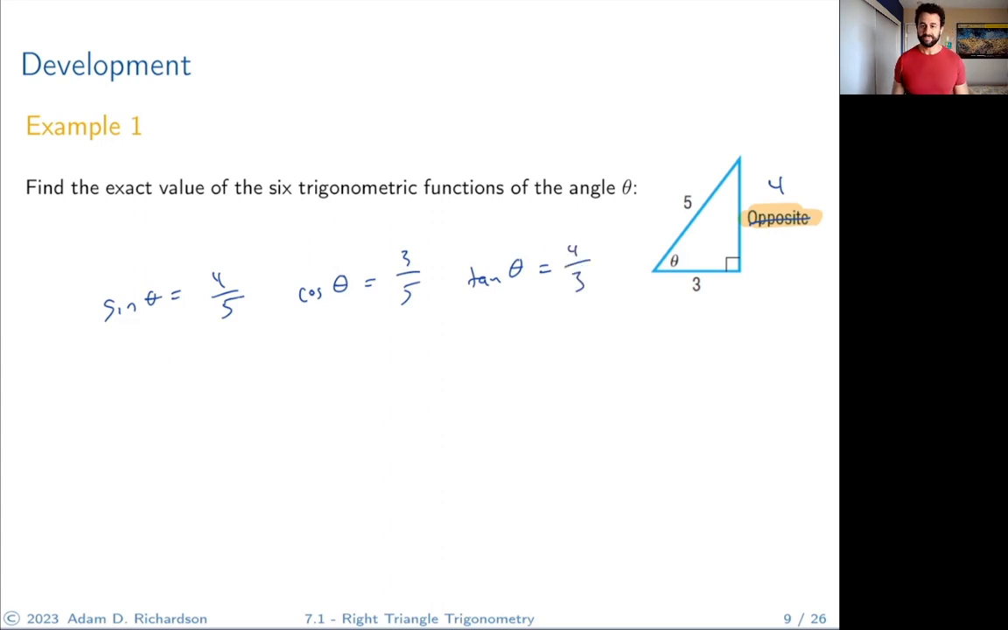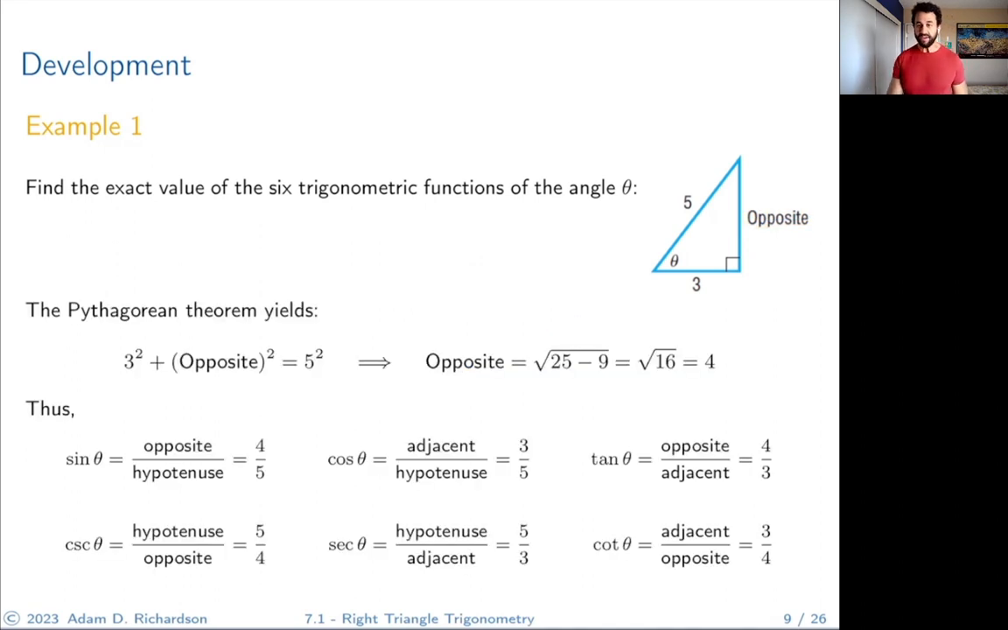Done. Now we can find the reciprocal functions just by flipping everything. So cosecant theta is 5/4, secant theta is 5/3, and cotangent theta is 3/4, and we're done. Yay, right? SOHCAHTOA. Here is all the work written out more cleanly, so if you want to refer to it, you can. And that's basically the idea. So once we know SOHCAHTOA, we can do a lot pretty quickly.